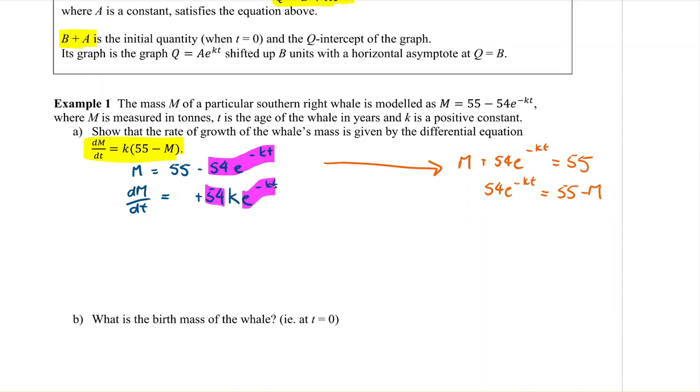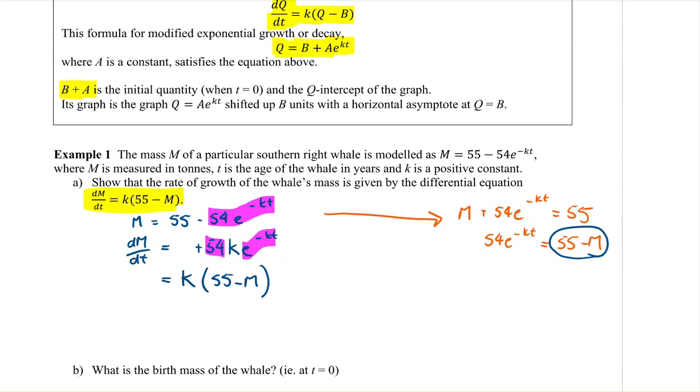If I can sub in what 54e to the minus kt is into that second equation, all I've got is the k, and I'm going to replace the 54e to the minus kt with the 55 minus m over here, that little rearrangement. Okay? And so that kind of helps to show why those original equations I gave you up here in the box work. By differentiating, rearranging, and subbing it back in.